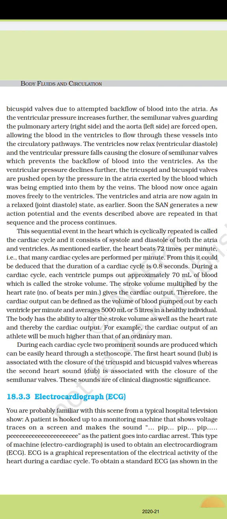As mentioned earlier, the heart beats 72 times per minute. That is, many cardiac cycles are performed per minute. From this, it could be deduced that the duration of a cardiac cycle is 0.8 seconds.